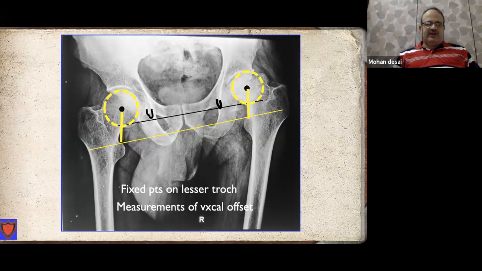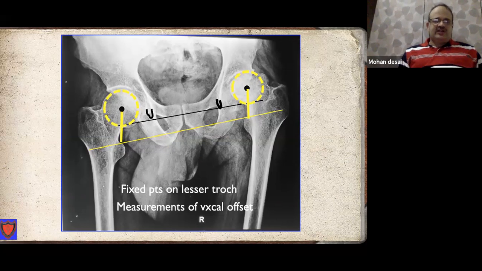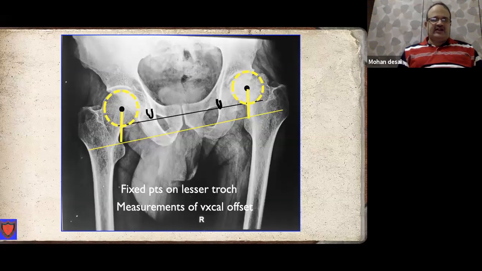You should not correct the apparent limb length discrepancy, because the apparent limb length discrepancy is because of the adduction or abduction deformity, which is going to get corrected over a period of time. If you correct it by prosthesis alignment, then over a period of time there will in fact be a limb length discrepancy.